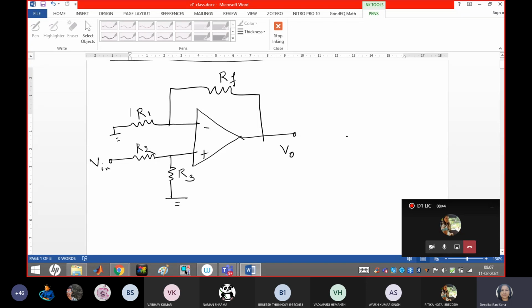So what we are going to do is find the output voltage equation from this circuit. We are going to solve this circuit. If numerical details are provided, as per that we will calculate the answer, but not now.